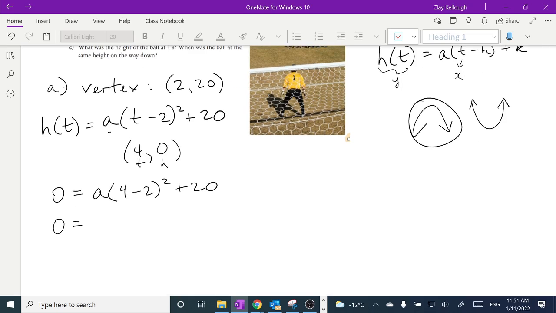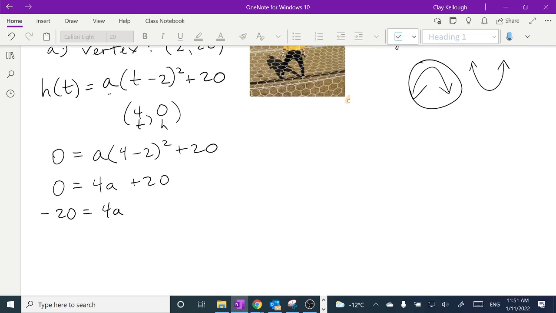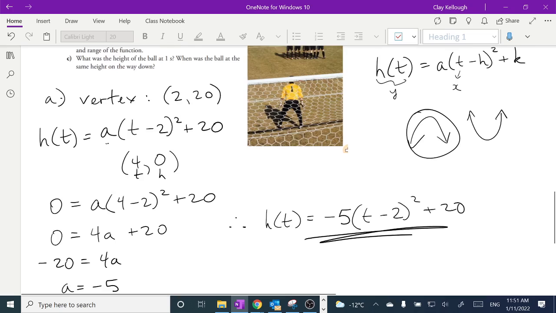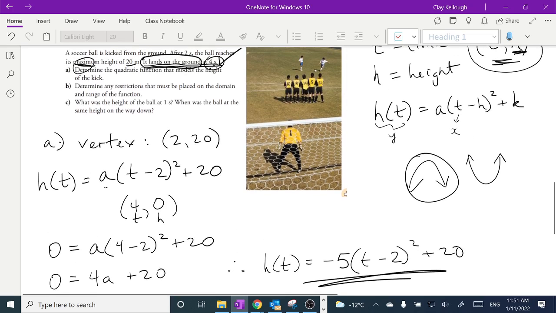4 minus 2 is 2. 2 squared is 4. Move the 20 to the other side. It becomes a negative. Divide both sides by 4, and a is negative 5. So therefore, my equation is height as a function of time is negative 5 times, open a bracket, t minus 2 squared plus 20. Boom, we just answered the A question.